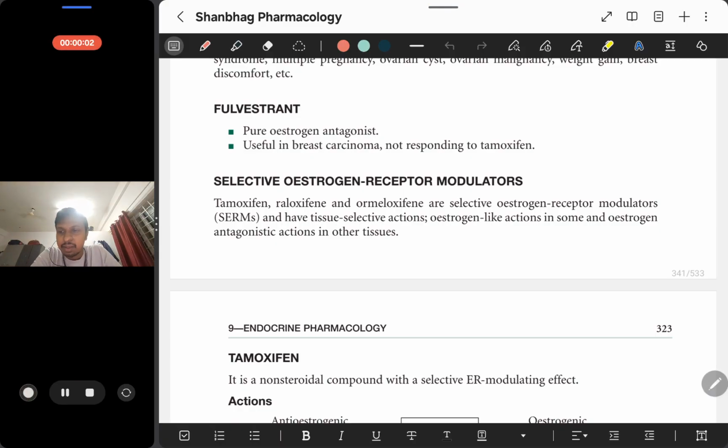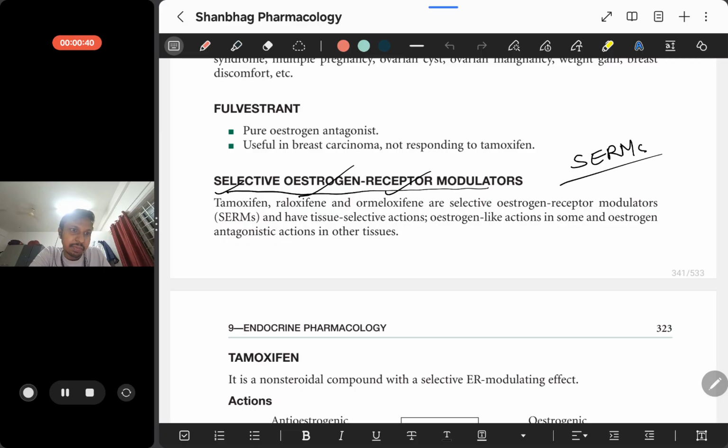Hi friends. Now let us discuss another important 5 marker question, that is selective estrogen receptor modulators. Let's see what these selective estrogen receptor modulators include. It includes tamoxifen, raloxifene, and ormeloxifene. It is also called SERMs in short.